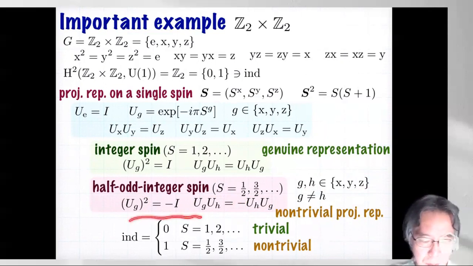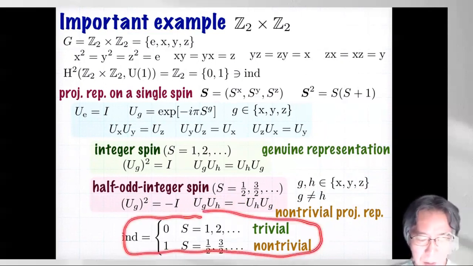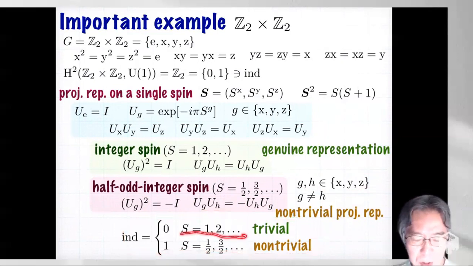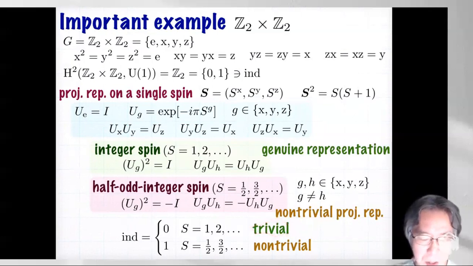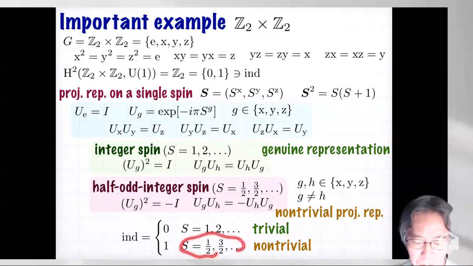So here's the very important summary. Okay, if your local spin is an integer, then you have a trivial projective representation and the index is 0. If the spin is a half-odd integer, then we have a non-trivial projective representation of Z2 cross Z2, and we have non-trivial index 1. Okay, so this is important.